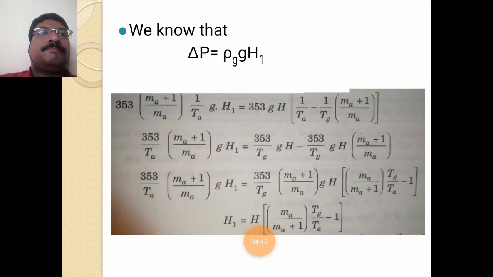Now H1 is the column of hot flue gases. If you take the difference, delta P is equal to rho g H1, and substituting in the equation, we know the value of rho g and we know the value of delta P. If you substitute both, we get the height of the hot flue gases, called the height of the chimney: H1 is equal to H into Ma by (Ma plus 1) into (Tg by Ta minus 1). So now this is the height of the chimney.